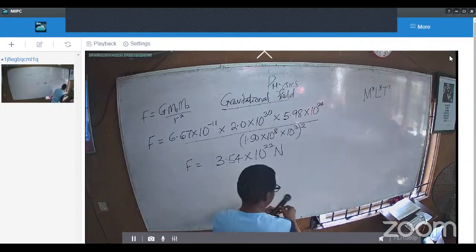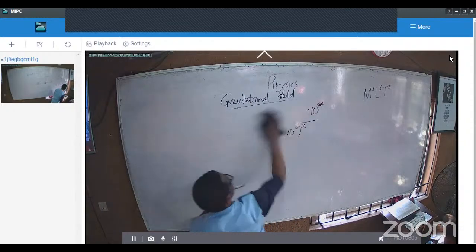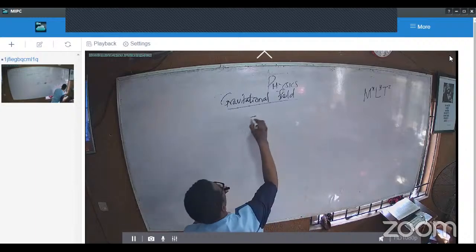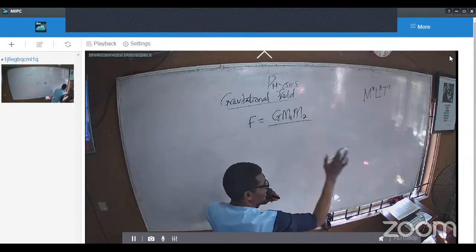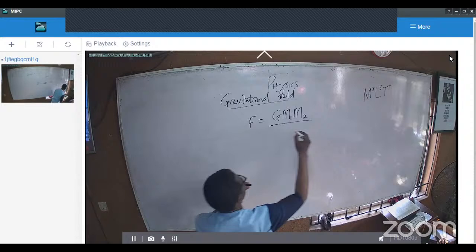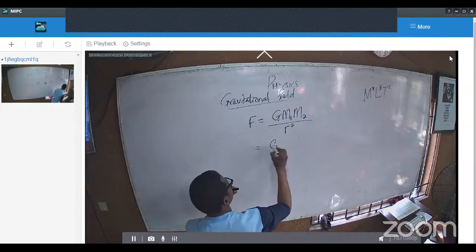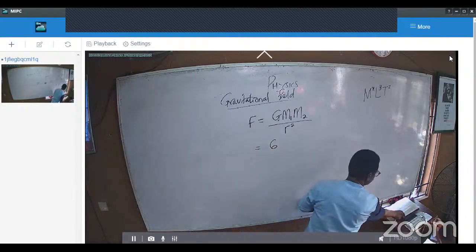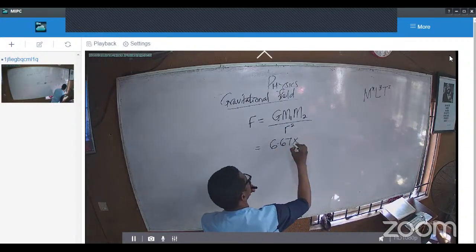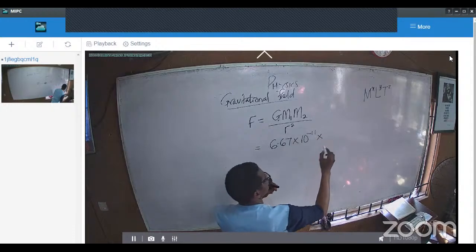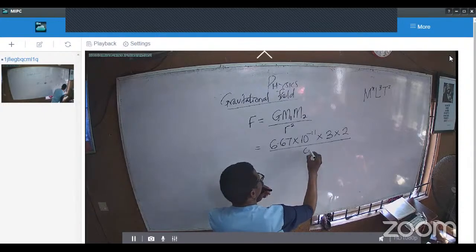F is what? F equals G M1 M2 over R squared. People didn't convert that distance, they left it in centimeters. You know you must convert. What's your G? 6.67 times 10 power minus 11. What's mass 1? What's mass 2? What's the distance? 50 centimeters, that's 0.5 meters. So everyone should know to convert. Final answer, who got it?